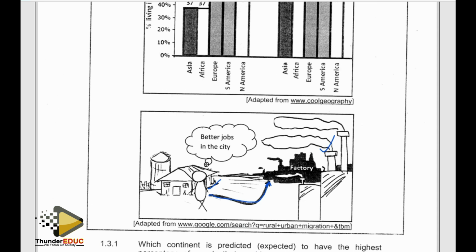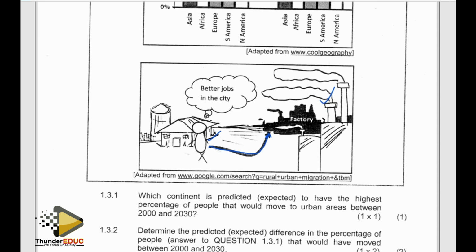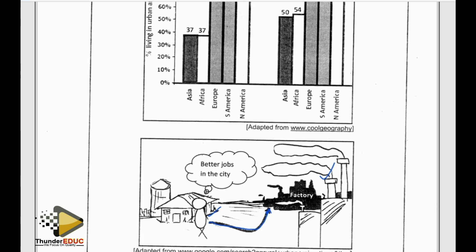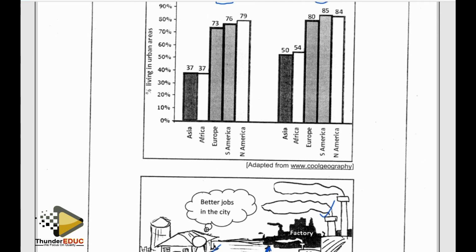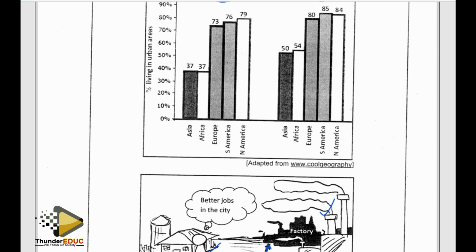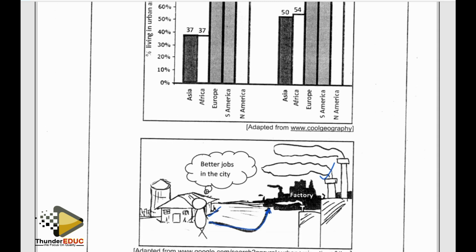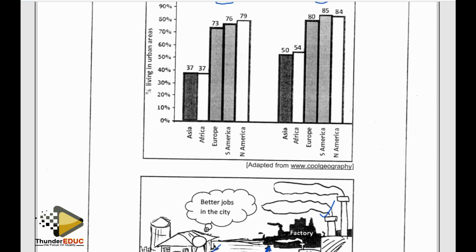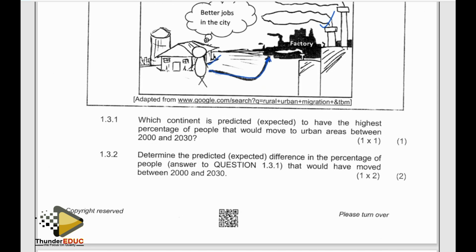So relating to our question here, we want the continent that will have the highest percentage of people that would move. So in this instance, our correct response is Africa. Africa is having 37, is expected to reach a high of 54 as in 2030 as the prediction. So our response for that one is Africa.